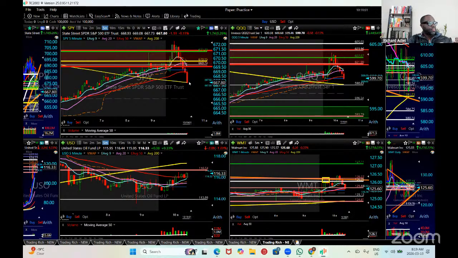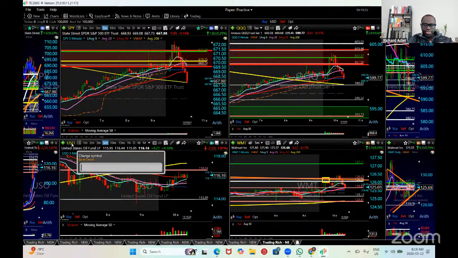I'm in a short here, looking for that flash. Now we've broken here. We need that flash to the downside. This one is already gone, but this is stronger. So this one is an easier short than this one. I don't know what is holding up QQQ.